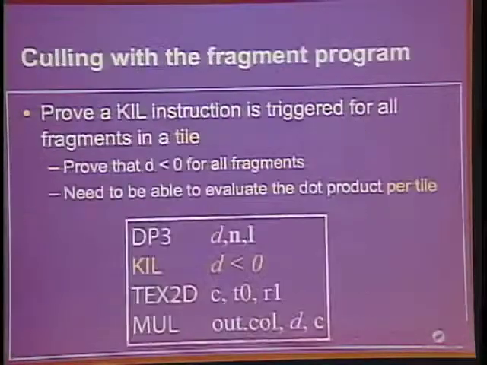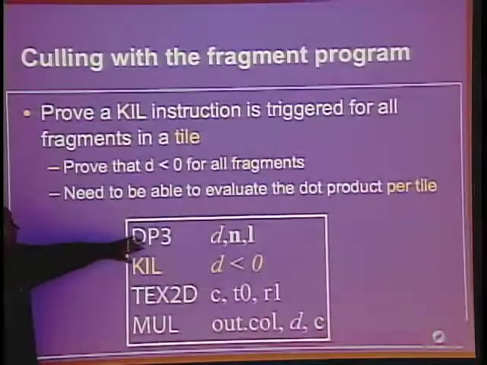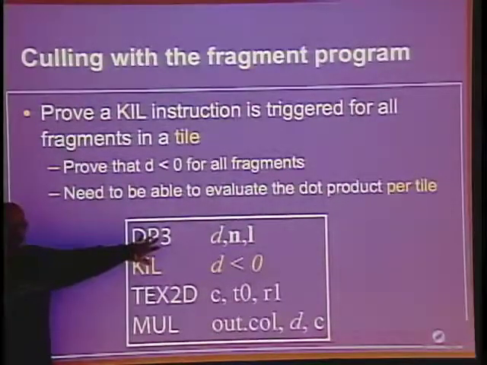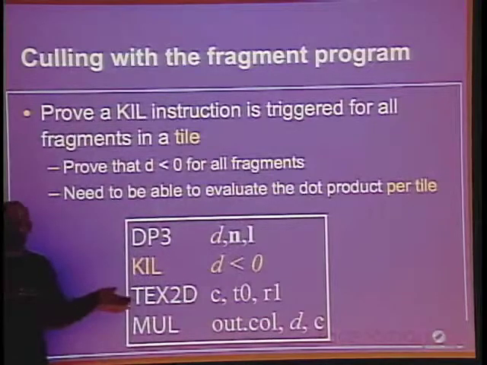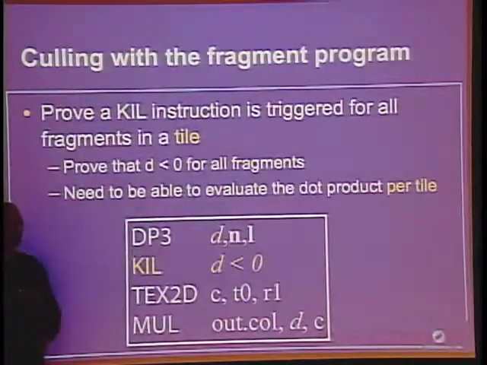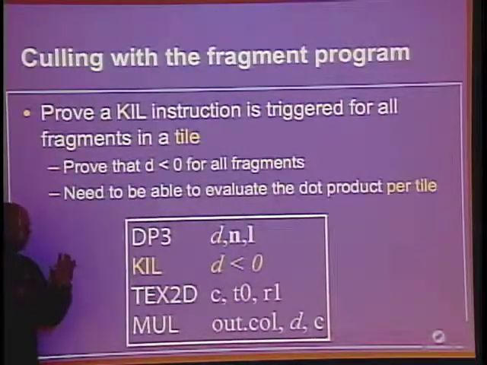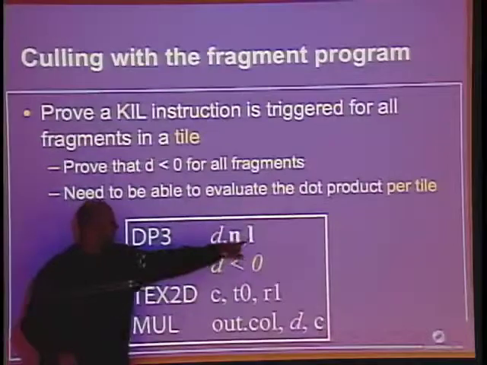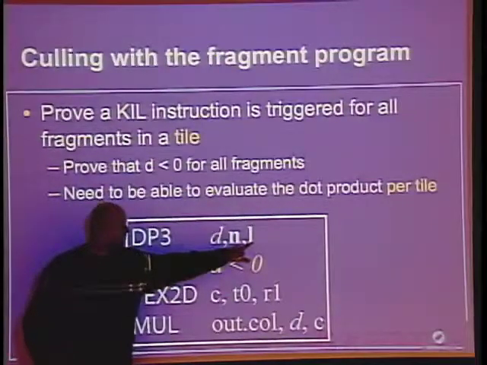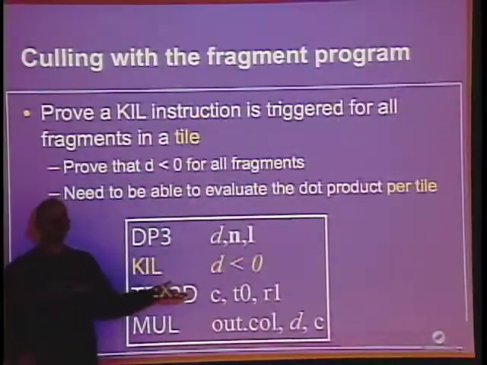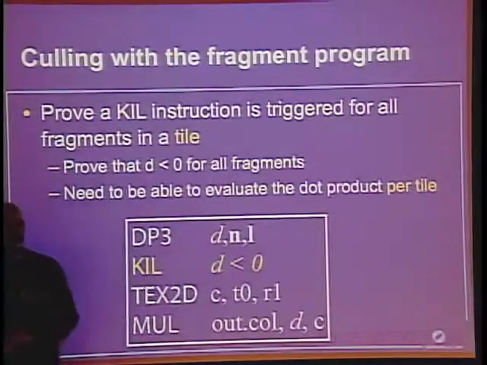So if we go back here, what we can do is calculate the worst case dot product. Is there any possible chance any of these fragments are going to be facing forward? If there is, we're going to rasterize the tile. But if we can prove using interval arithmetic, given that we know the range of normal vectors and the range of lighting vectors, that D is always going to be less than 0, then we can throw out the whole tile.